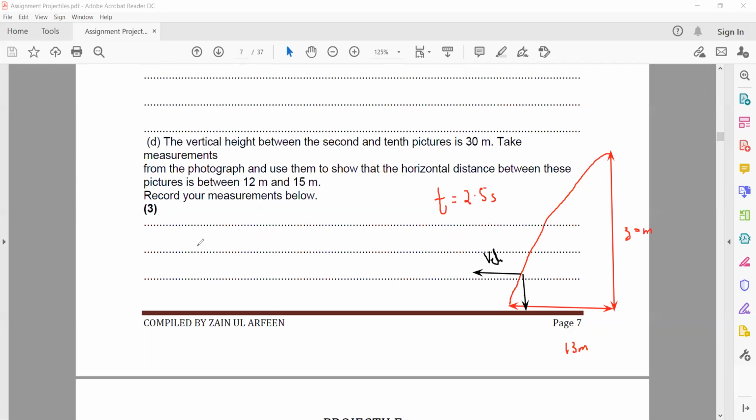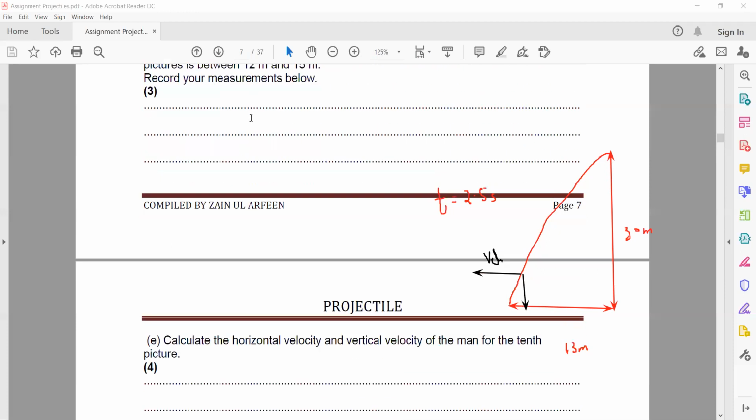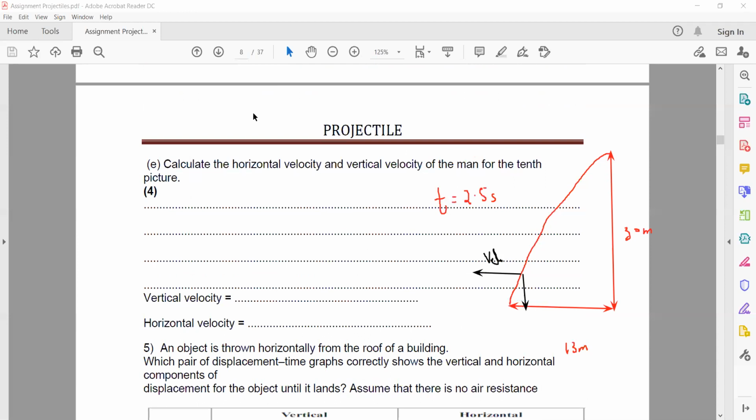So if there is no acceleration, we can use a simple formula. For horizontal, as there is no acceleration, we can use the formula speed is equal to distance over time. So horizontal distance, for example 13 meters, and the time was 2.5. So 13 divided by 2.5 will give the horizontal velocity.